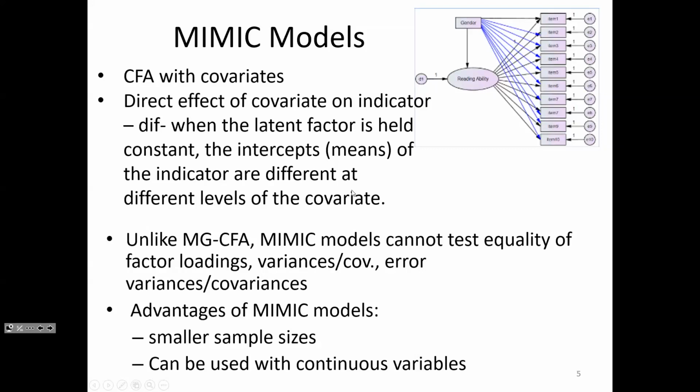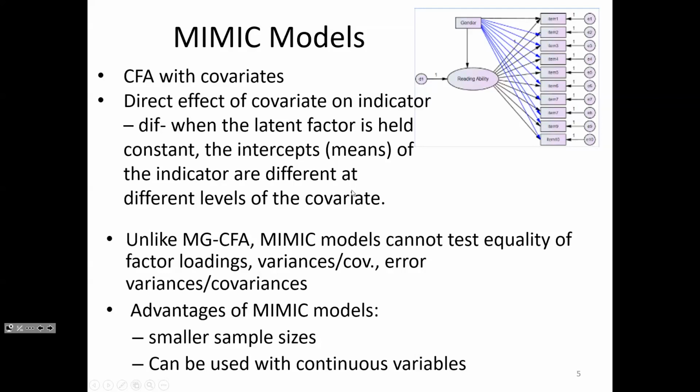And for those of you who live in the land of item response theory, this is really the difference between uniform and non-uniform DIF, by the way. So a MIMIC model is like uniform DIF, and a multiple groups model allows you to look more at non-uniform DIF. But again, we would like to be able to test for metric invariance.